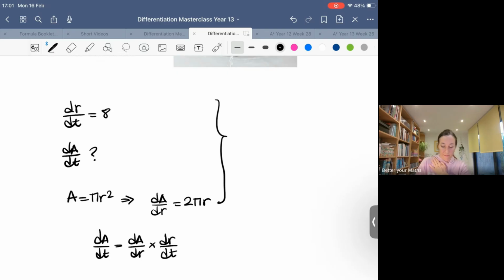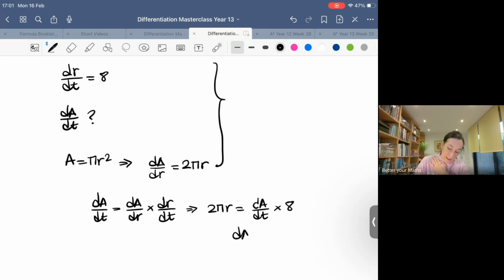Yeah. So imagine you can cancel these ones. You have dA by dt again. What do you substitute here? 2 pi r on the left is dA by dr, and dr by dt is the one that they gave me, times 8. Yeah. So dA by dt is 16 pi r, and then I substitute the r by 25, or whatever I need to do. Yeah? Yes?